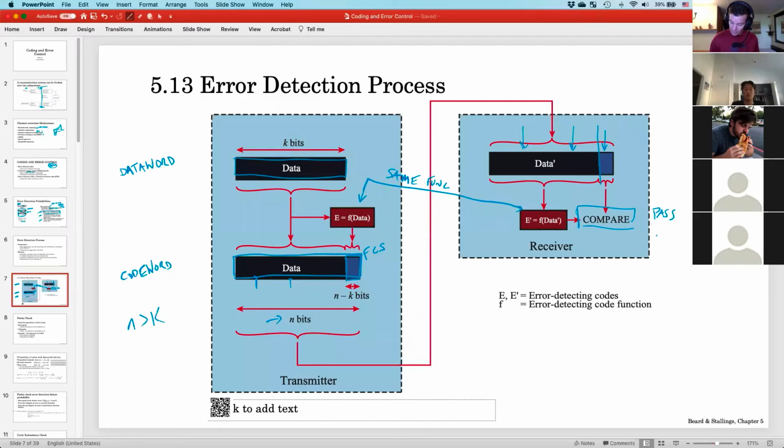And so if you fail this comparison, then in an error detection sequence or system, this would trigger a retransmit request. In an error correction system, this would then enter into the error correction stage. Then an error occurred. Let's do something about it. That's the idea.